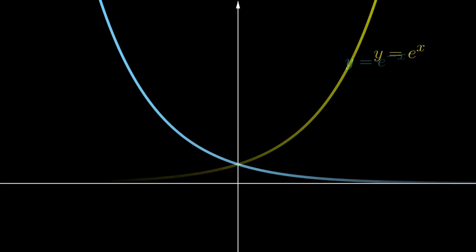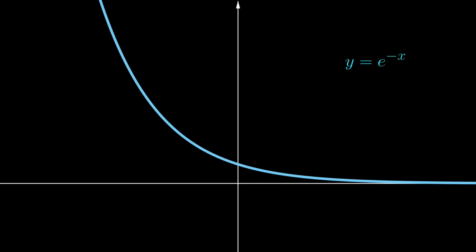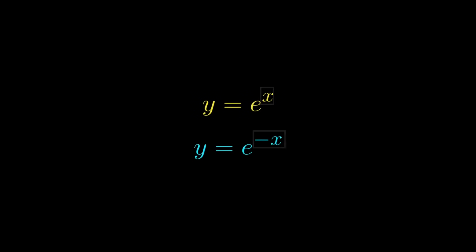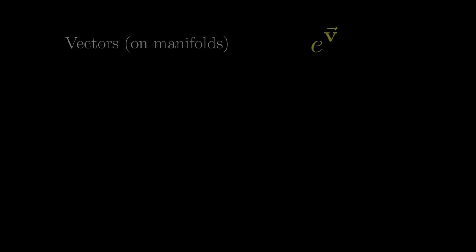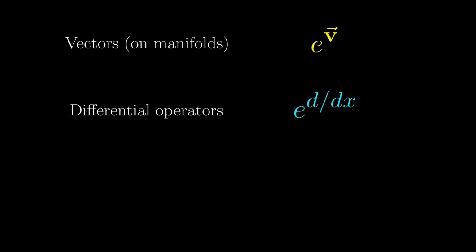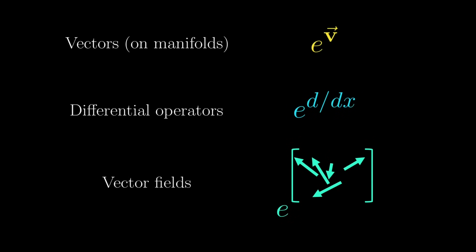We often think of exponentiation as a rapidly growing function or a rapidly shrinking one depending on the argument. This is just exponentiating real numbers, but of course, you might have heard of exponentiating complex numbers. However, it is possible to define exponentiation of many other things, including vectors, d/dx or any other differential operators, as well as an entire vector field.